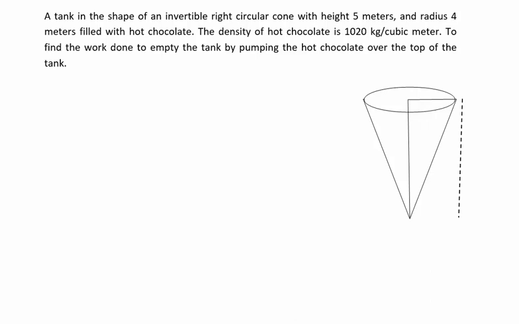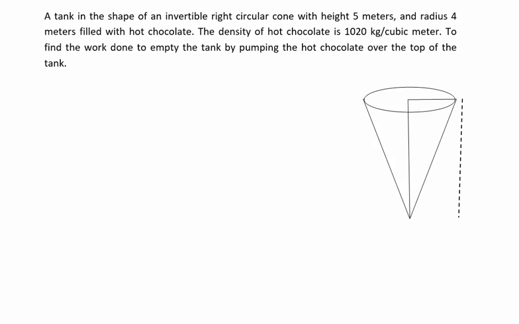A tank in the shape of an inverted right circular cone with height 5 meters and radius 4 meters at the top, filled with hot chocolate. The density of hot chocolate is given by rho equals 1020 kilograms per cubic meter. Find the work done to empty the tank by pumping the hot chocolate over the top of the tank.